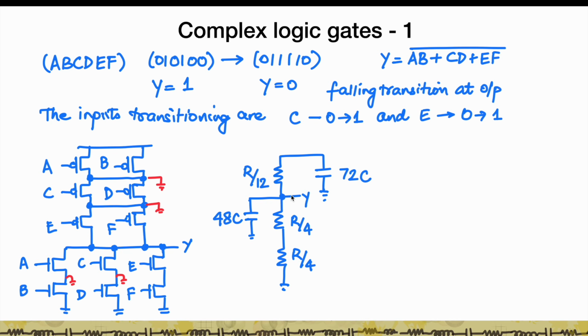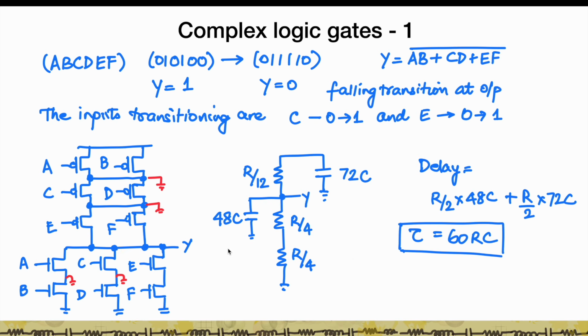So what you see therefore is your delay is going to be given by R by 2 into 48 plus the same R by 2 into 72. So this 72C sitting here is going to drive a longer delay at Y. And so what you see is your tau is roughly 60 RC. And that's coming primarily because of this large capacitance sitting here. Otherwise, it would have been 24C. Because of this big 72C sitting here, that's the one causing a large delay at the output node.